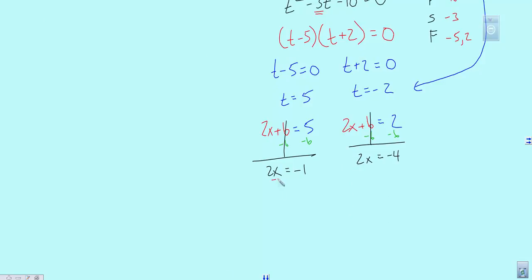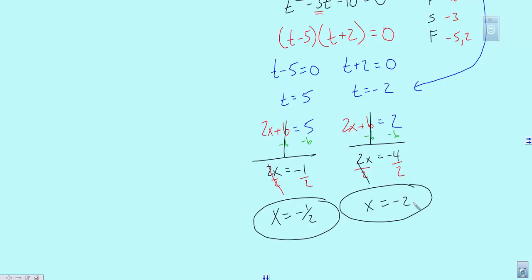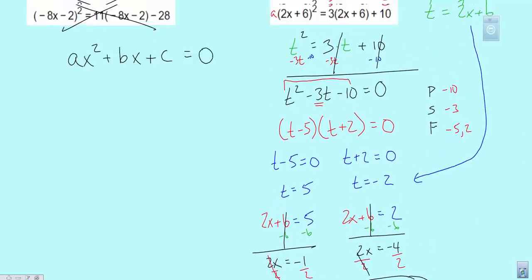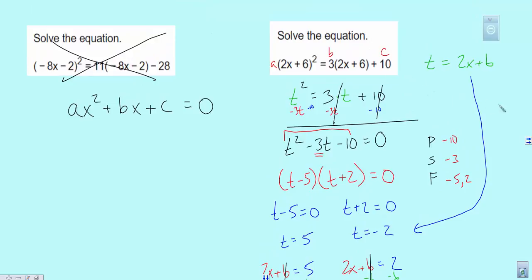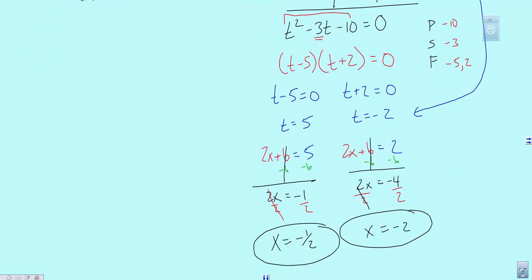Last step is to divide by 2. So divide both sides by 2. The 2's cancel. We get x is equal to negative 1/2. The 2's cancel. x is equal to negative 4. So those are my two solutions. Those are my two values of x that will simplify and give me the true values that will make this equation true. Alright, so that would be solving an equation that's in quadratic form.